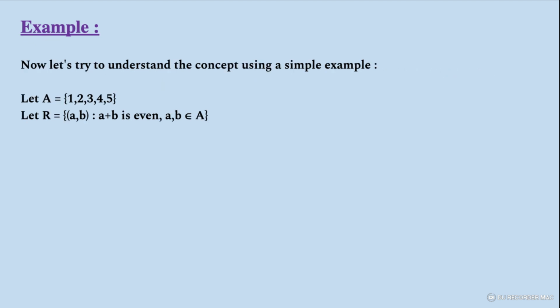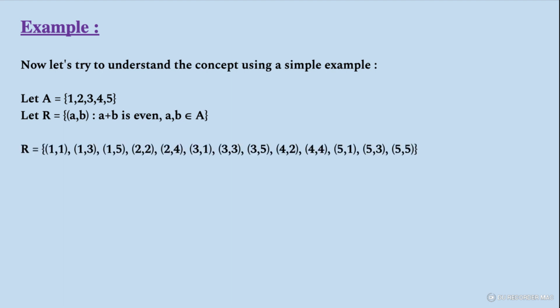Now let's take an example. Let set A equal {1, 2, 3, 4, 5}, and the relation defined on it is R = {(a, b) : a + b is even, and a and b belong to the set A}. So they are defining a relation and the condition given is a + b should be even, and the elements of course should belong to set A. Now from the condition given, let's find out the possible pairs. Because we know the elements of set A, we can find the possible pairs. So R is equal to what?